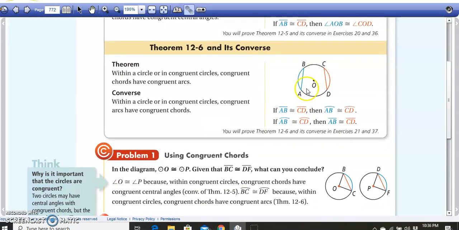If the chord AB is congruent with the chord CD, then the arc AB is congruent with arc CD. Very similar to the past theorem, but in this one it is not talking about the central angle. This is the chord and the arc.